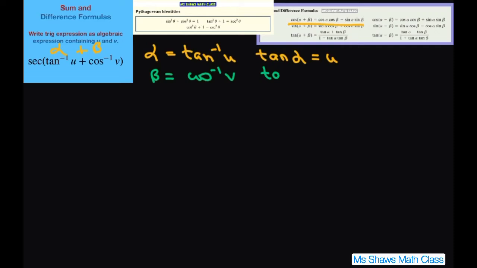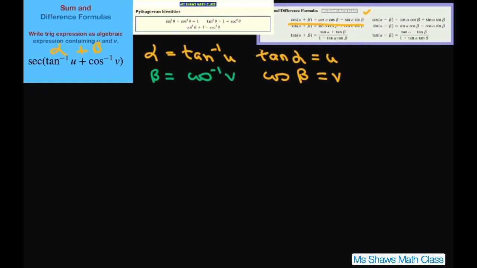Before we get started, let's let alpha equal inverse tan of u. Therefore, tan of alpha equals u. And for our beta, we're going to let that equal inverse cosine of v. So cosine of beta equals v. Now notice in our formula we need sine and cosine.